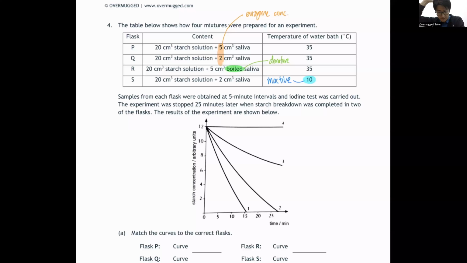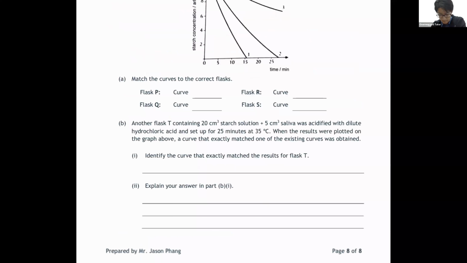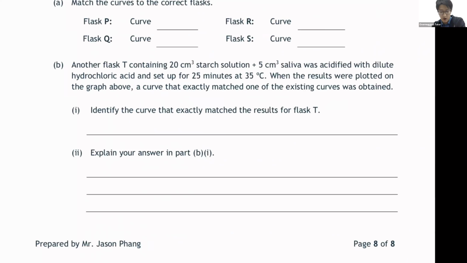Okay. In flask P, highest concentration of enzyme, greatest rate of reaction, starch concentration reaches 0 the fastest. Therefore, curve 1. Make sense? Okay, so that's the explanation there. And fairly straightforward for part B.